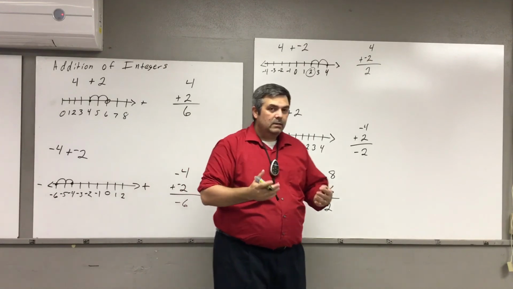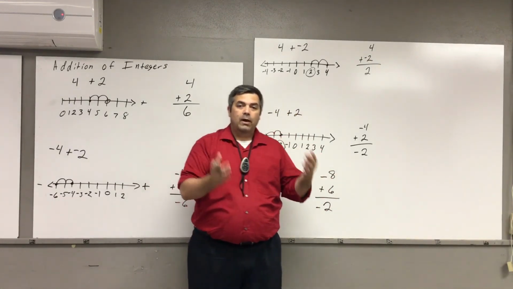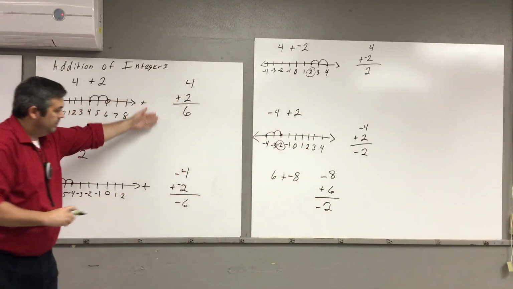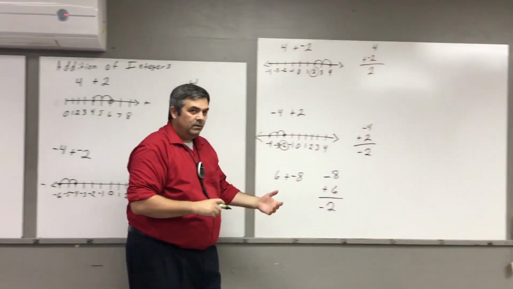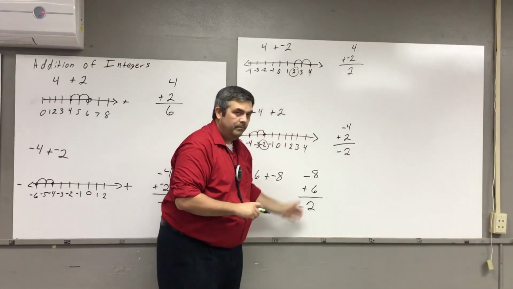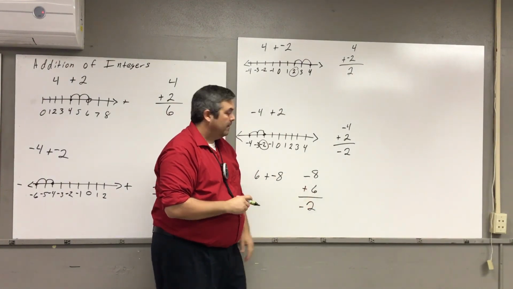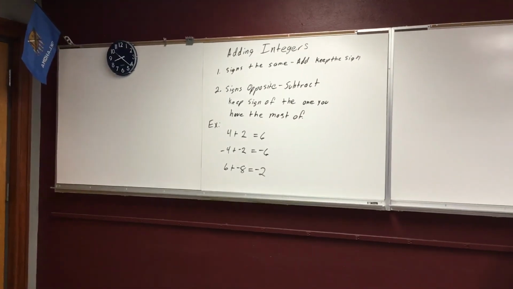Okay? So, recap the rules. When you're adding integers, okay, if the signs are the same, you add them together, keep the sign. Okay? That's what we did here. Okay? Now, if the signs are different, we subtract them and keep the sign of the one that we had more of. Okay. Take a look at our rules. You'll have those if you need them.